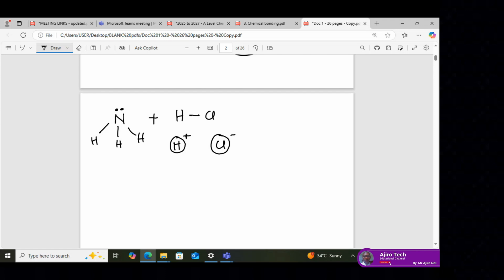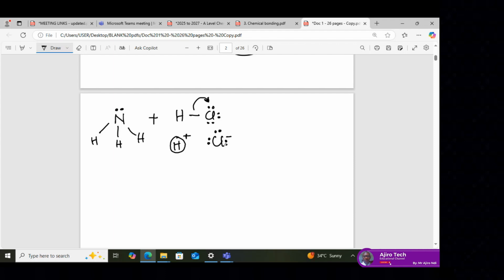Normally, chlorine has 7 electrons in the outer shell. No, look at it. 1, 2, 3, 4, 3 lone pairs. And you now have 4. You now have how many lone pairs now? 4 lone pairs. Do you agree? Because the bond between H and Cl goes to chlorine. Why? Chlorine is more electronegative than hydrogen. Do you agree? So Cl minus has 4 lone pairs.